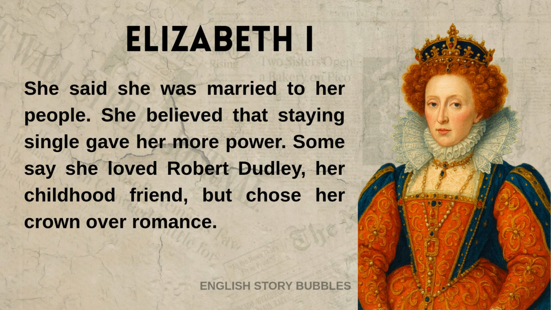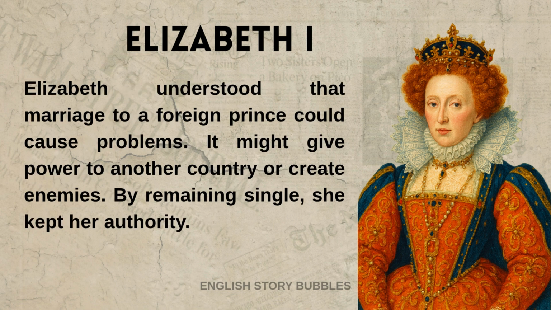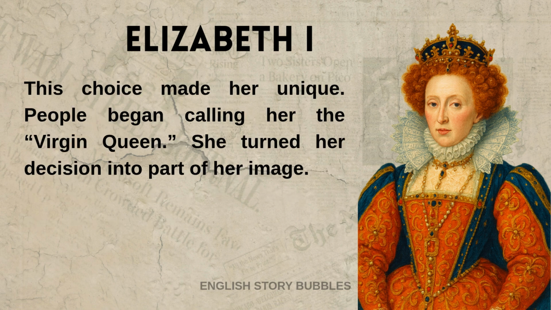Some say she loved Robert Dudley, her childhood friend, but chose her crown over romance. Elizabeth understood that marriage to a foreign prince could cause problems. It might give power to another country or create enemies. By remaining single, she kept her authority. This choice made her unique. People began calling her the Virgin Queen. She turned her decision into part of her image.